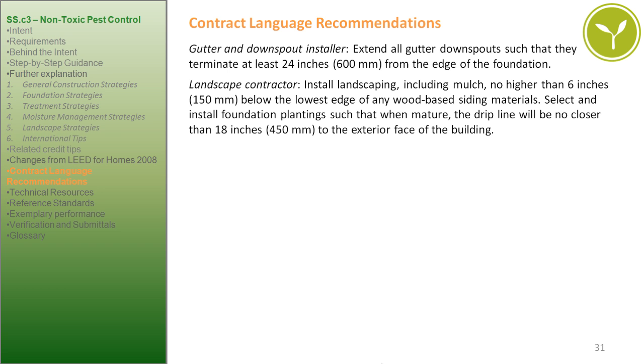Landscape contractor. Install landscaping including mulch no higher than 6 inches or 150 mm below the lowest edge of any wood-based siding materials. Select and install foundation plantings such that when mature, the drip line will be no closer than 18 inches or 450 mm to the exterior face of the building.